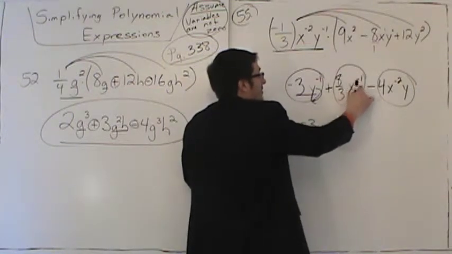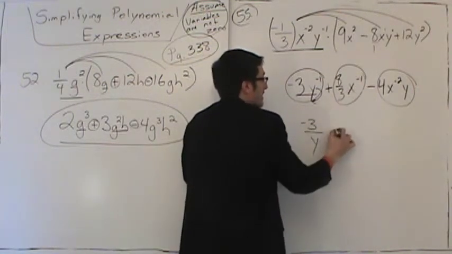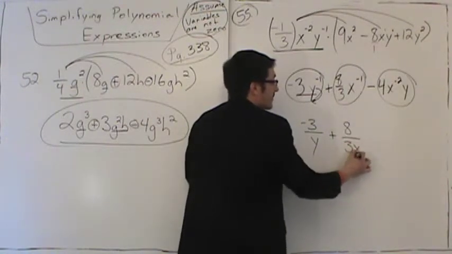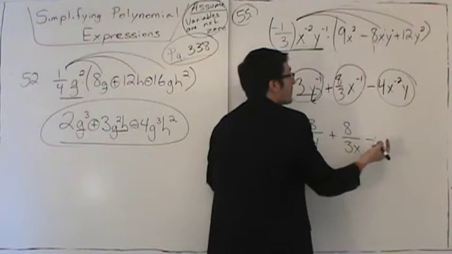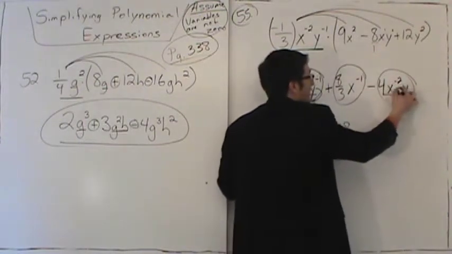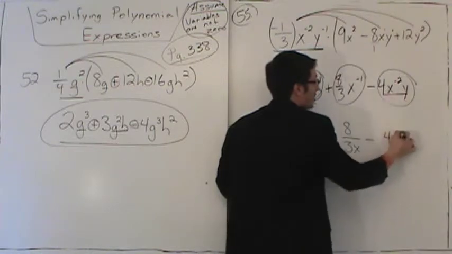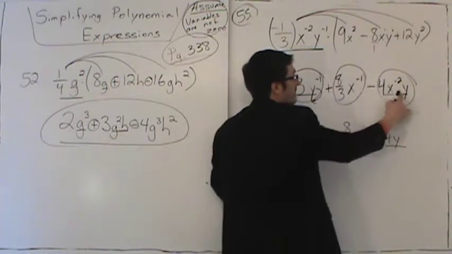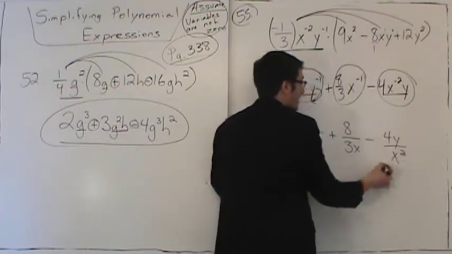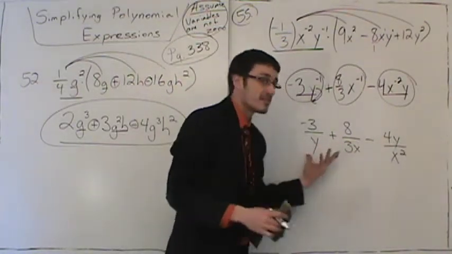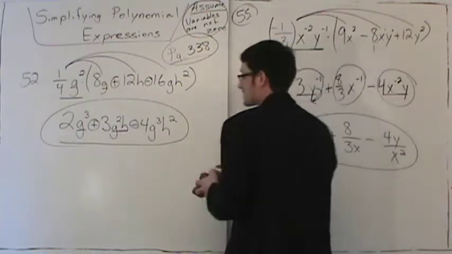X to the negative 1 also moves to the bottom, hanging out with the 3. So we get plus 8 on top over what? 3x to the first on the bottom. Minus, and now this x to the negative 2 moves to the bottom. We have 4, and what else is on top? Y over x to the negative 2 moves to the bottom, becomes x squared. And this is our final answer because when we're adding, something must match. None of these match. We're done. Okay, so this is your final answer.